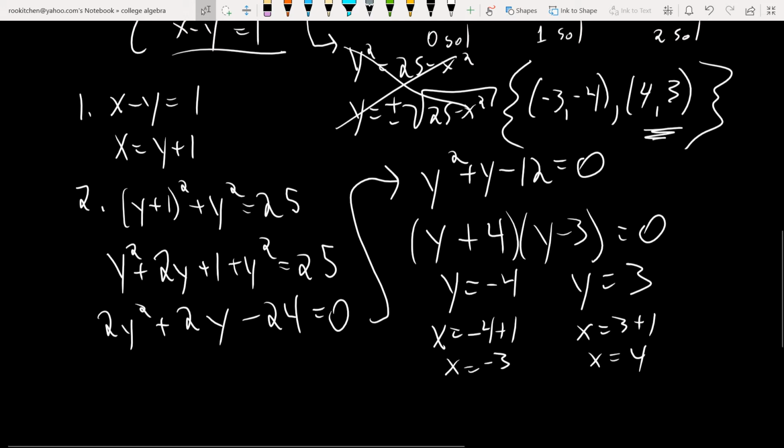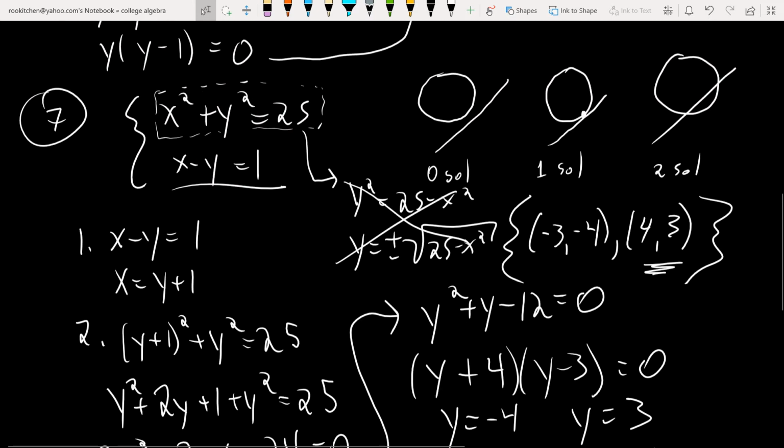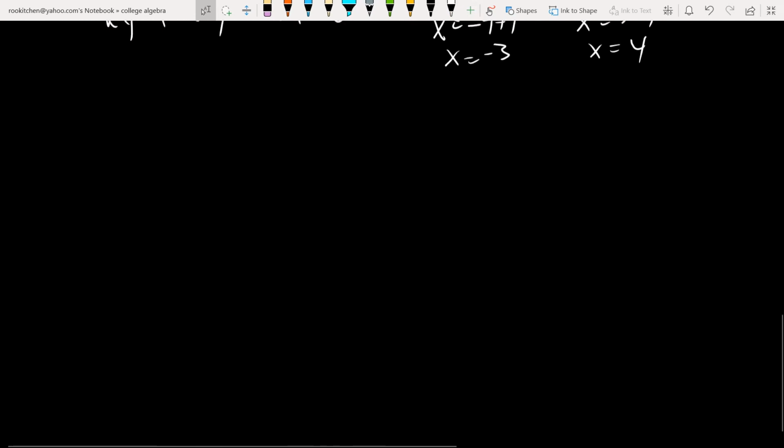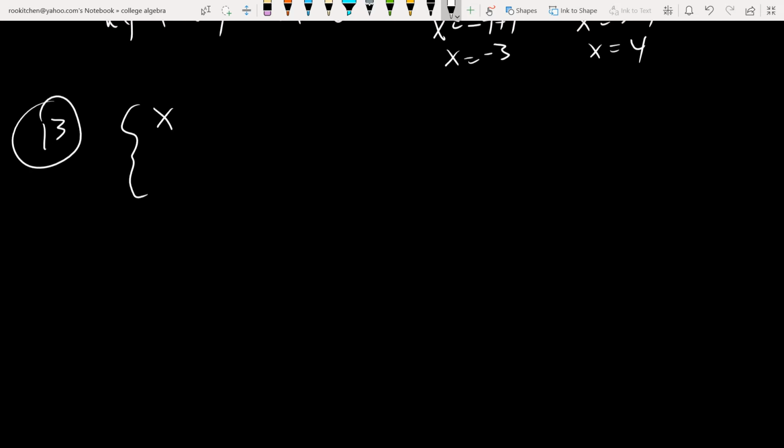Okay, can there be any other solutions? Well, no, geometrically, no. The maximum number of solutions here is 2. Let's look at another one. So we have number 13. xy is 3, and then x squared plus y squared is 10. That first equation automatically tells us that x can't be 0 and y can't be 0.